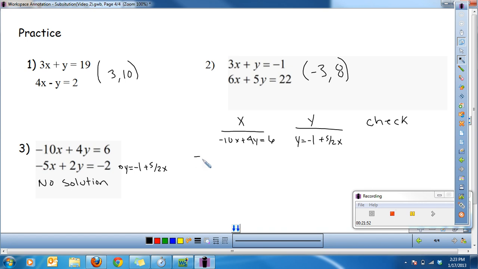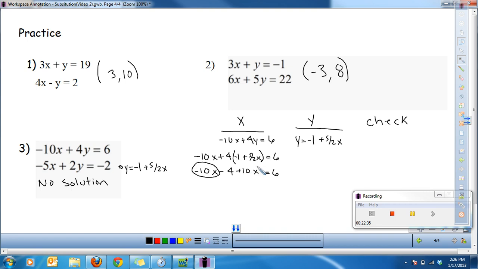So let's go ahead and plug it in. I have a negative 10x plus 4, big parentheses, because we're going to put this whole thing in, equals 6. I'm going to put in negative 1 plus 5 over 2x. Now I'm going to simplify. Bring down my negative 10x. Positive 4 times a negative 1 is a negative 4. A positive 4 times a positive 5 over 2x is 10x. And it equals 6.